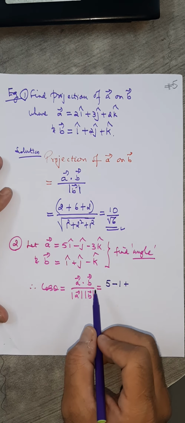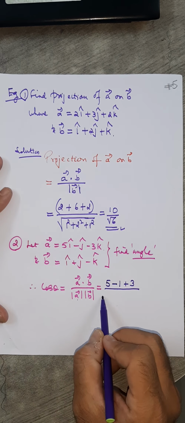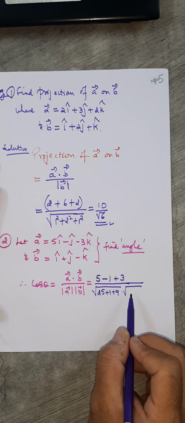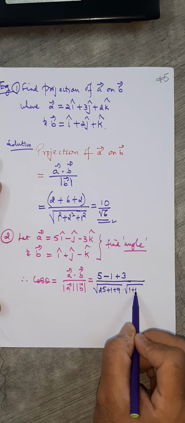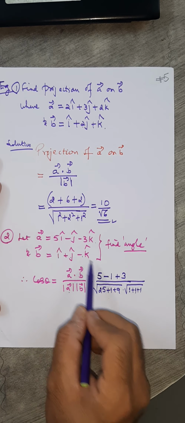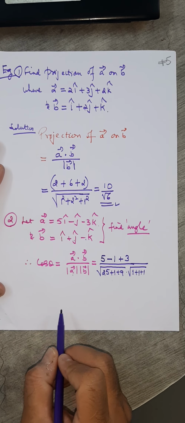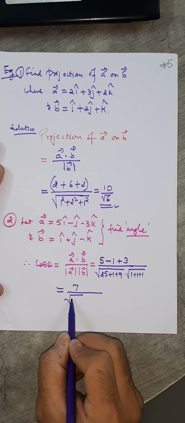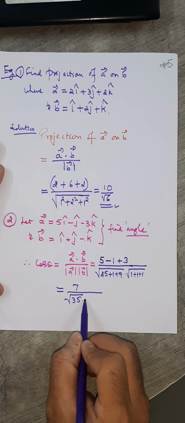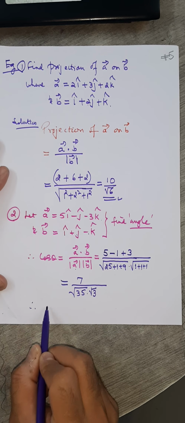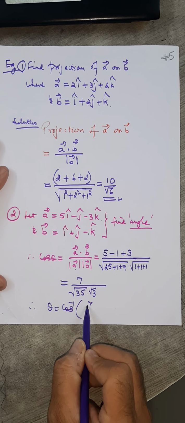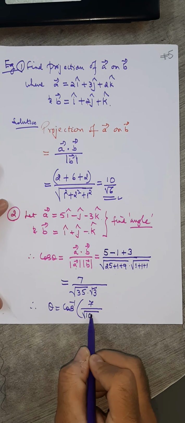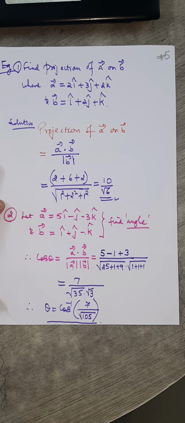plus minus 3 into minus 1, that is 3, upon magnitude of the first vector. What's the magnitude there? 25 plus 1 plus 9. What's the magnitude of the second vector? 1 plus 1 plus 1. 1 square and minus 1 square, you know it. So the numerator will be 5 plus 3, 8 minus 1, which is 7, upon root 35 into root 3. Therefore theta equals cos inverse 7 upon root of the product of these two, that's 105. You can leave it in this form. This is the angle between two vectors, right? Okay.